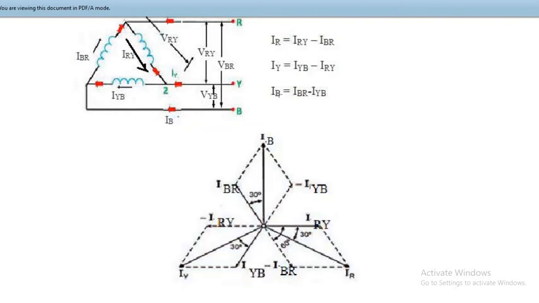Okay, similarly IB is equal to IBR minus IYB. So IBR I already had, having the phase currents 120 degrees apart, and now minus IYB I'll be drawing in the negative direction of the same magnitude as IYB, so I get minus IYB. Okay, the phasor sum of IBR and minus IYB is going to give me the line current IB.